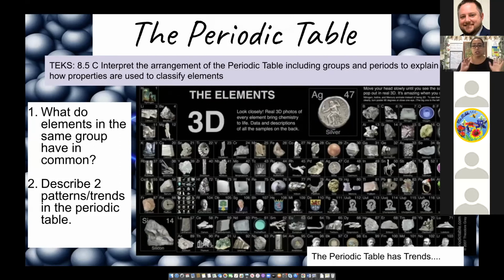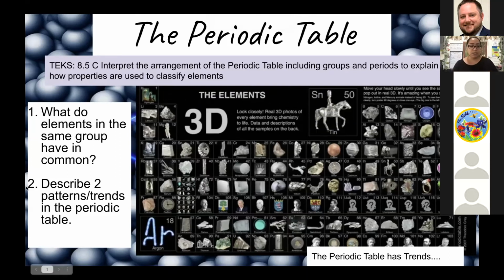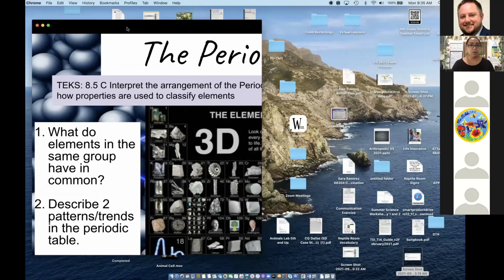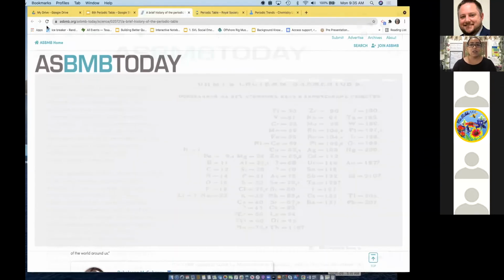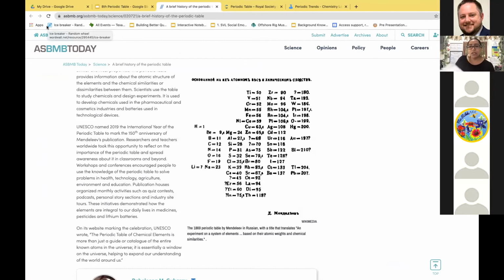So I'm going to show you some websites with some information. So let me pull up my websites. The first one that we're going to look at kind of shows us the brief history of the arrangement of the periodic table. So we know that the Russian chemist Dmitry Mendeleev first arranged the elements in order of increasing atomic mass. And that is because the properties of those elements occurred in a periodic or regularly repeating pattern, hence the name periodic table.